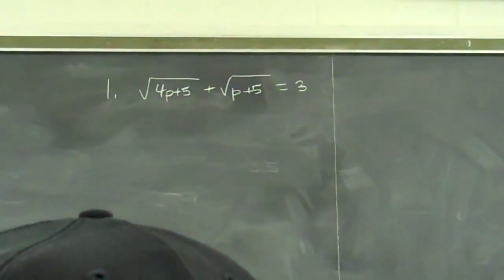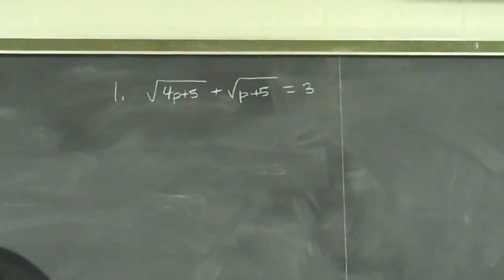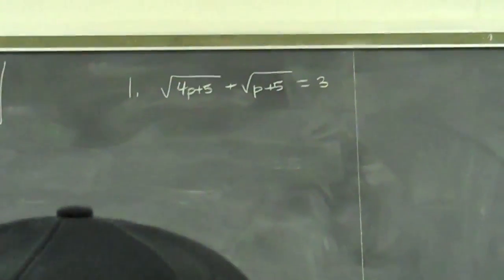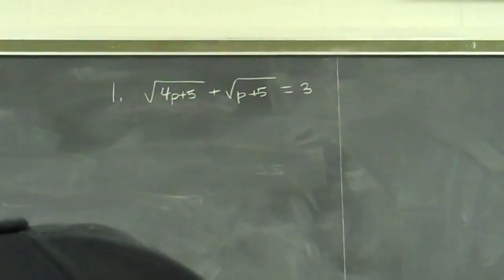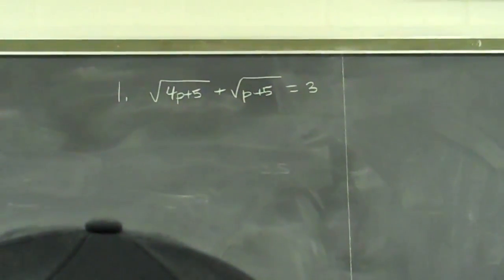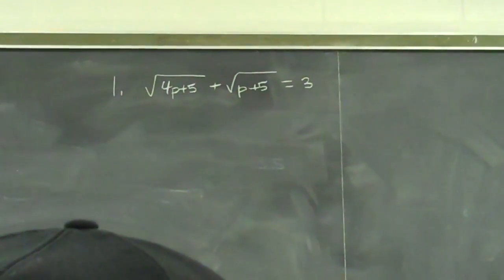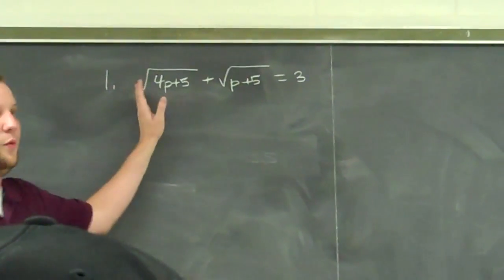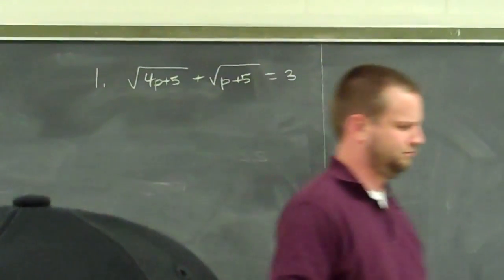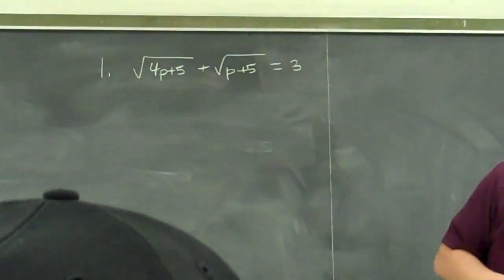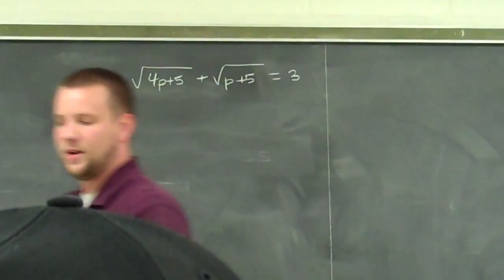Okay, that's a radical equation, right? So to solve a radical equation, the trick is first step, get one of those radicals by itself. It's going to be possible to get them both by themselves, but get one of the square roots by itself. And does anyone remember, based on what I said in class, which one I think you'd be better off getting by itself? Yeah, the uglier one, which is the 4p plus 5 one, right?